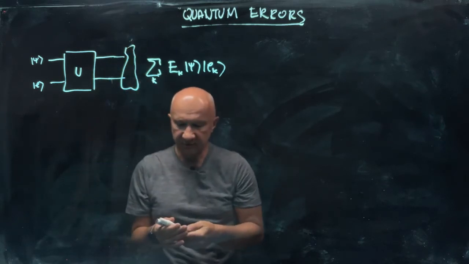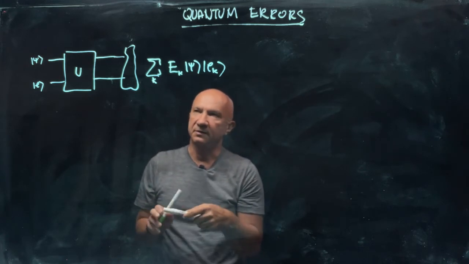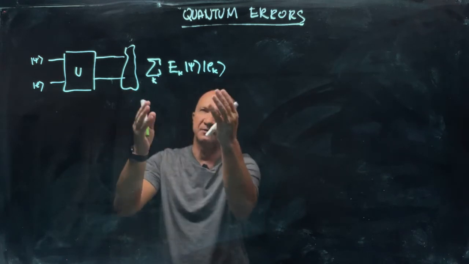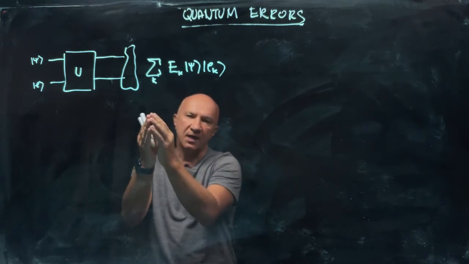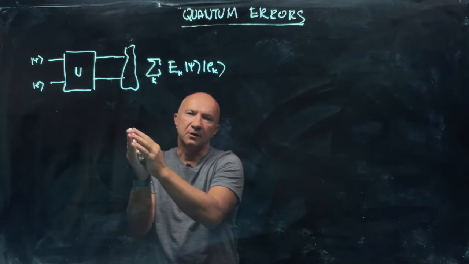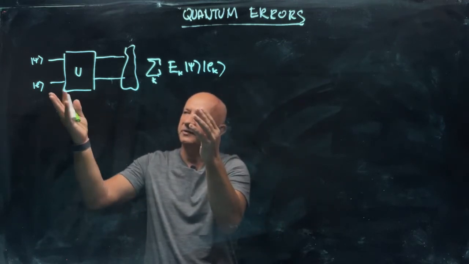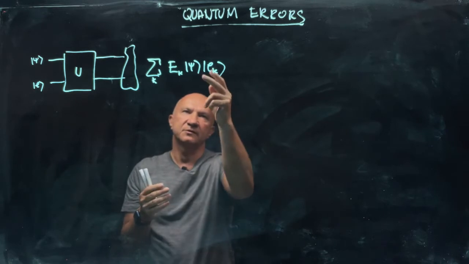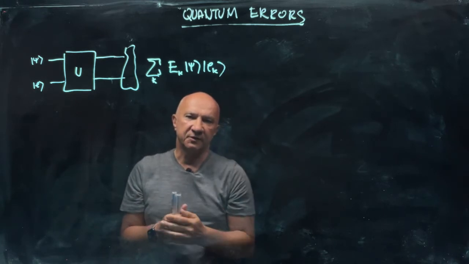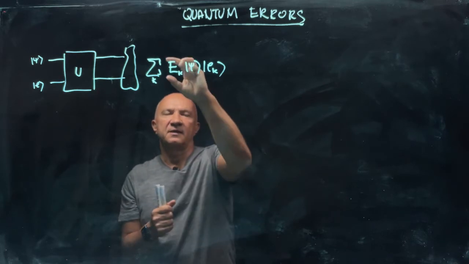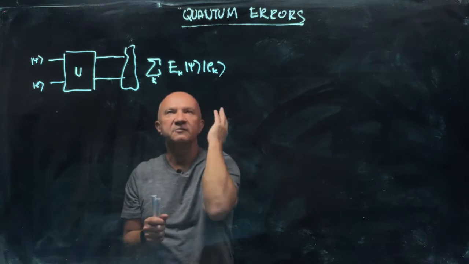So the claim is that you can always write this output state, the final state, as a sum over k, where k goes through all the basis states of the environment. So E sub k here is an orthonormal basis of the environment. And then there are some operators, we will call them quantum errors, not necessarily unitary.